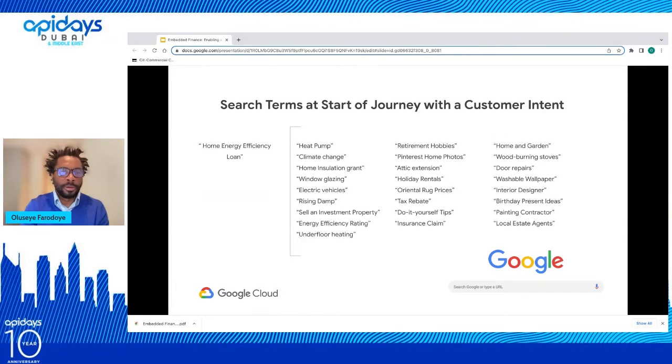Doing a quick search for home energy efficiency, you can start to see the sort of things that people search for: electric vehicles, tax rebate, do-it-yourself, DIY, insurance claim, interior designer. So the whole range of things or research that you could do just by performing a Google search for home energy efficiency loans. And you can start to see the sort of products you could build for the overall customer journey and the APIs that you need to develop to ensure that developers can build those apps within their own ecosystems.